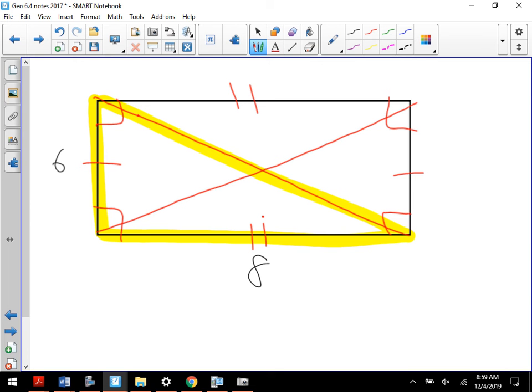64 and 36 gets you to 100. What's the square root of 100? 10. Okay? So that length has to be 10. Now, it being a parallelogram, if this side is 6, what's this side have to be? 6. What's this side have to be?